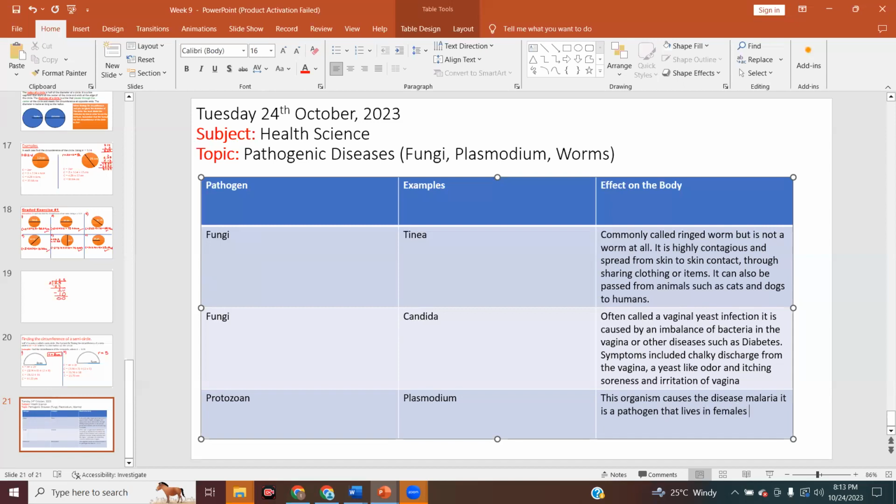And what do you think happens when it bites you? They suck your blood, and they could transfer the disease to you. Chances are you get dengue fever. So it could transfer. So we call these mosquitoes vectors. And parasite.